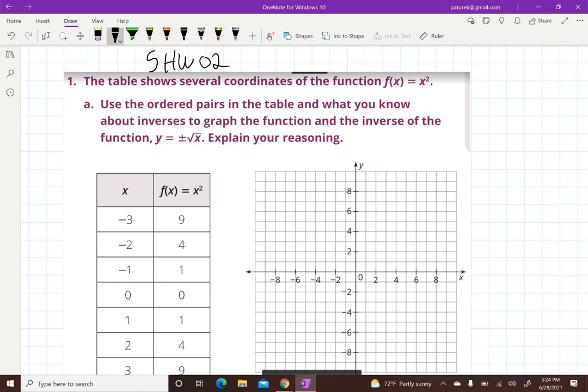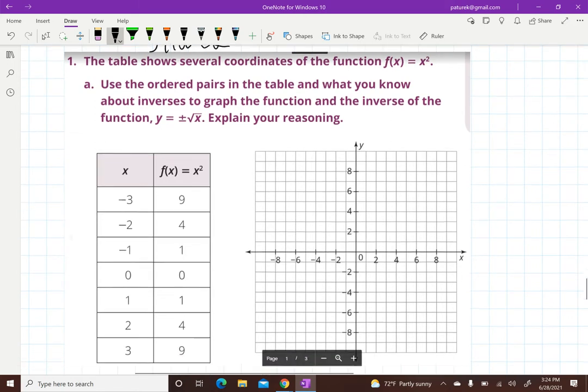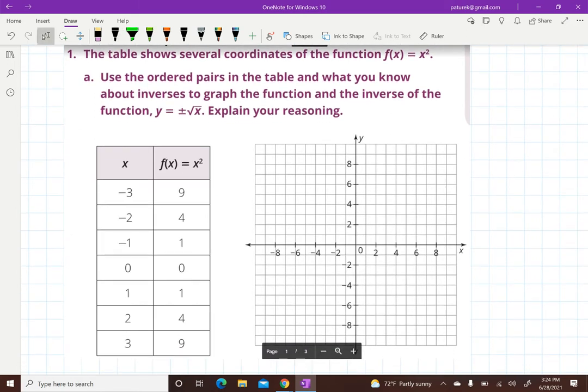Graph the function and the inverse of the function y equals plus or minus radical x. Explain your reasoning. Well, when we're inverting the function, we are reversing it about the line y equals x. Again, I'm just dashing that as a green line on this graph. And that means every value of x becomes replaced with y, and every value of y becomes replaced with x.